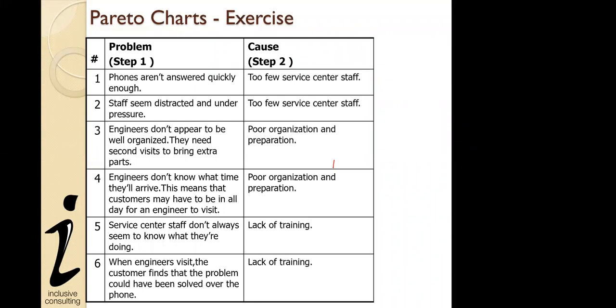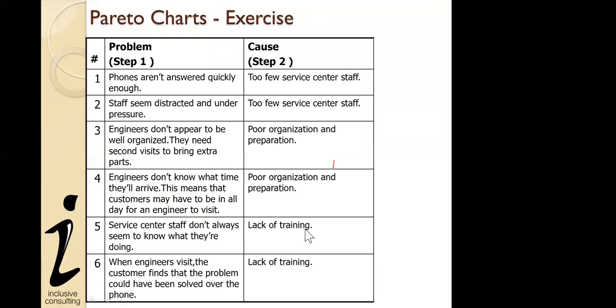Now, again, the next step is the causes. So what is the cause for phones are not answered quickly enough? Because you have not enough people in the service center to pick up the phones. The staff seems distracted, under pressure, again because of the lack of people. So you can group these 2 together. Then you have engineers don't appear to be well organized, and engineers don't know what time they will arrive, because they are having poor organization and preparation. So these 2 are because of that. You can group them together. And the last 2 can be grouped together. The real cause could be lack of training. So you have 3 big causes: too few center staff, poor organization, lack of training.